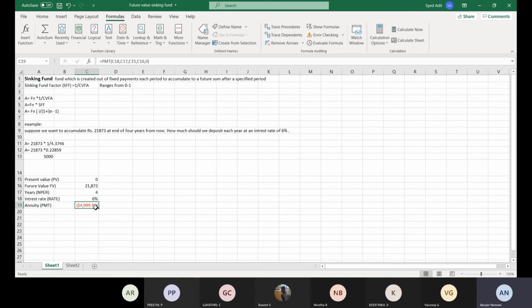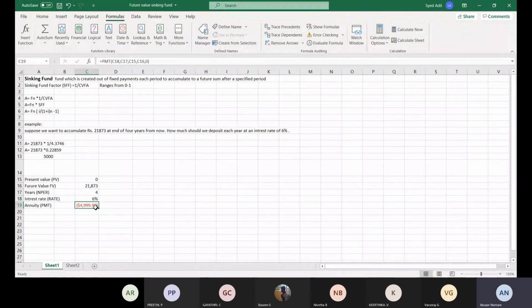So what is the sinking fund method? I'm going to tell you once again. Sinking fund is a fund which is created out of a fixed payment each period to accumulate to a future sum after a specified period. So the sinking fund factor is used before calculation of the sinking fund. An example of a sinking fund is funds to retire bonds. Generally, companies create funds to retire bonds, debentures, or loans on maturity.